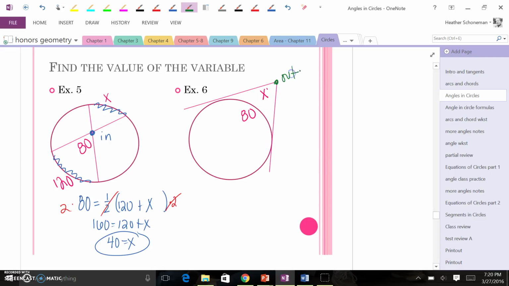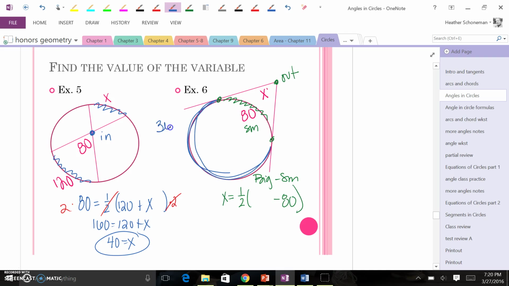Alright, let's look at example 6. The vertex is outside of the circle. So when it's outside of the circle, the angle, which is the one closest to the vertex, the angle equals 1/2. And when it's outside, it's the big arc minus the small. Pretend these are touching. Okay, so here is the small arc. So that's minus 80. But what you weren't given is this arc right here, which is the big arc.